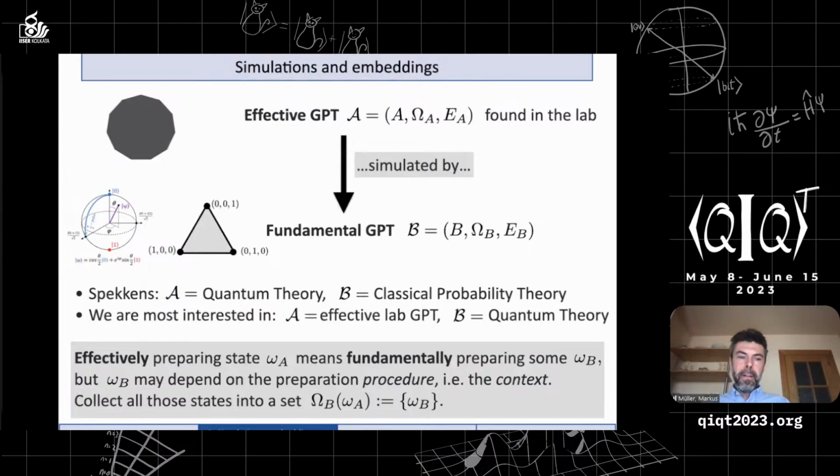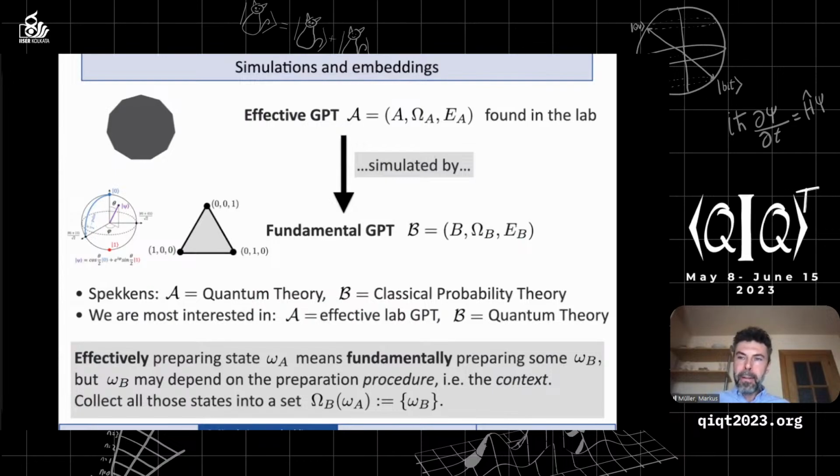Now, what this means is that when you have a preparation procedure and you're effectively preparing some state omega A, that means that you are actually fundamentally preparing some other state omega B that you cannot directly access. However, you realize that there are many ways in which you can prepare omega A, like in quantum theory, 50-50 mixtures of up and down or left and right. But this could correspond to different states in the fundamental theory, omega B.